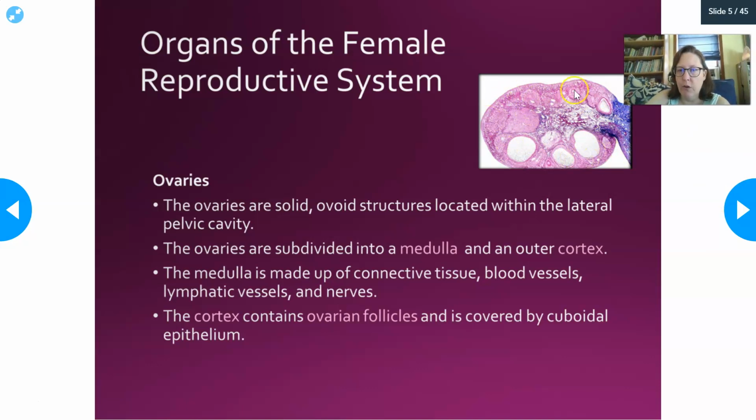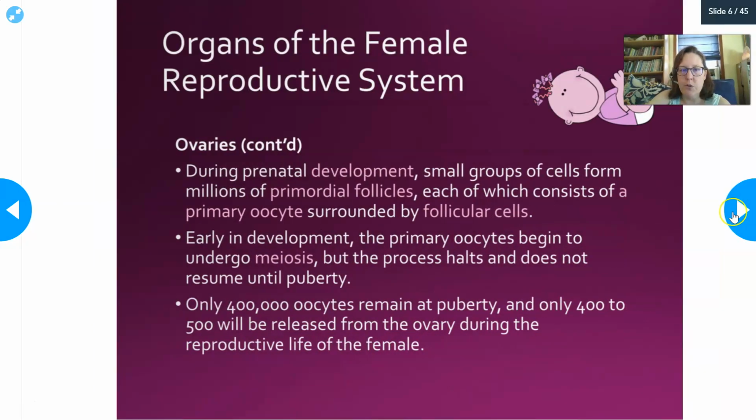all the follicles are. The medulla is made up of connective tissue, blood vessels, lymphatic vessels, and nerves, and you can see the difference here, what this looks like and what that looks like. And the cortex contains the ovarian follicles. You can see different stages of maturation here. And they're covered by cuboidal epithelium, the ovarian follicles are.